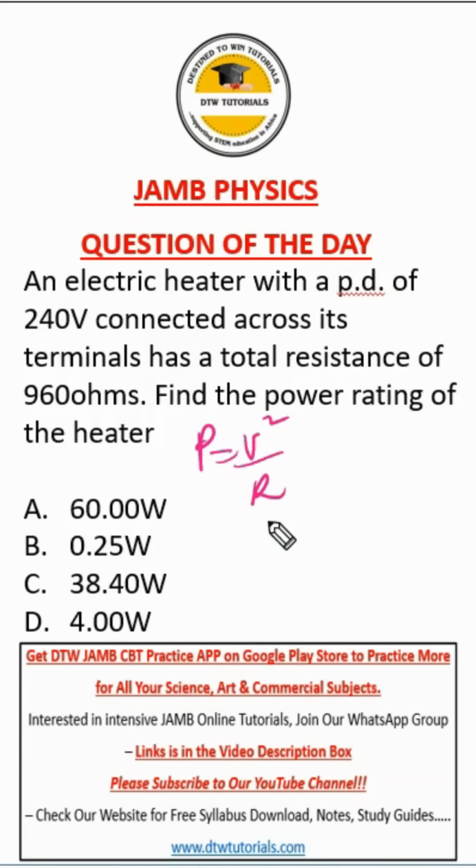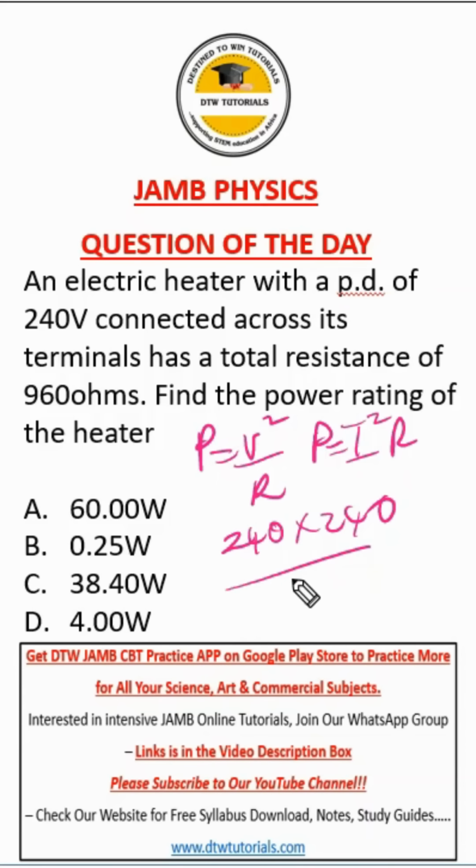This is when we have V and R, or sometimes when you don't have V, it is P equals I squared R. I hope you remember that's current and resistance. Now, here we have voltage and we have resistance. So we have 240 squared, that's 240 times 240 over our R, which is 960. So let's cancel. I'll cancel this, cancel this.